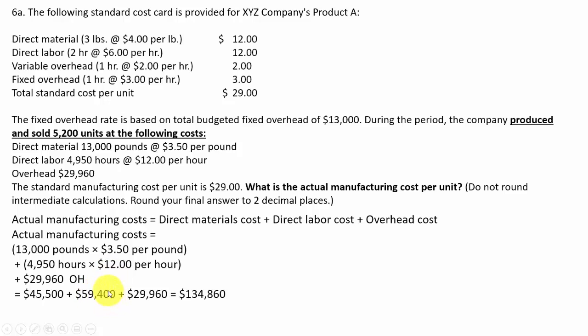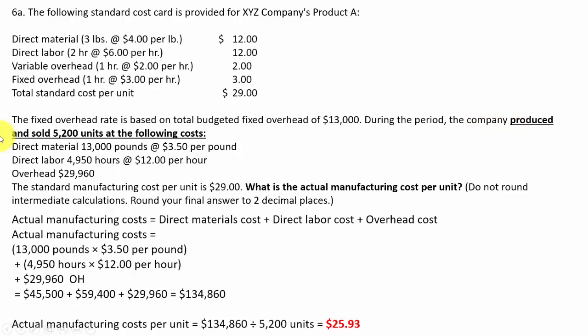$59,400 worth of labor. That's $49.50 times $12, and of course the overhead, which is $29,960, to give you $134,860. That was the total manufacturing cost. They want to know what was the actual manufacturing cost per unit. If that's total manufacturing cost, to get the per unit amount, we take this number and divide it by the actual number of units we produced, which were 5,200 units, right?